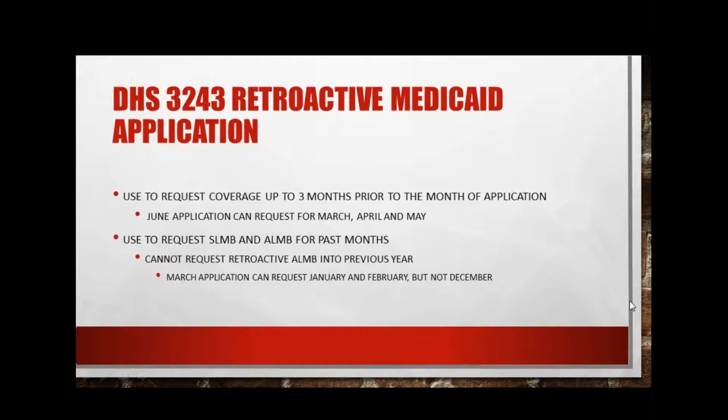Just know that the 3243 is on the website and that you can go and get it. I say it's important mostly because for our SLIMBs and our QMBs, this is huge. We're talking about generally about 10% of their income coming back to them if we can do it for the 3 months prior. So I would make it a habit.